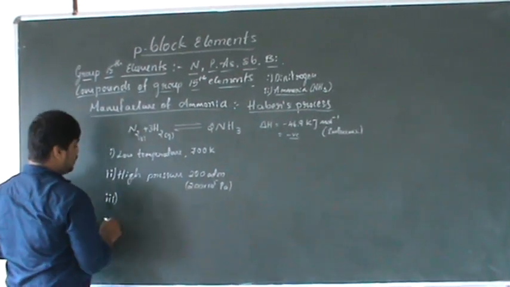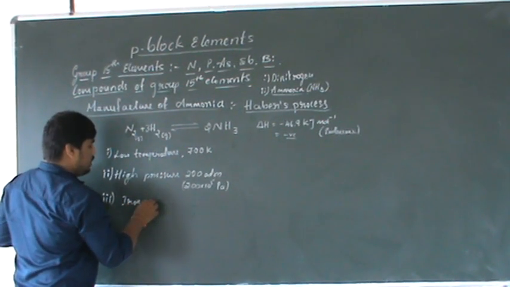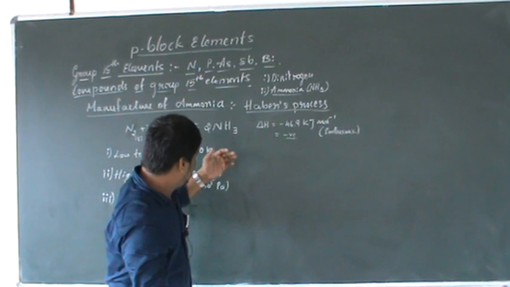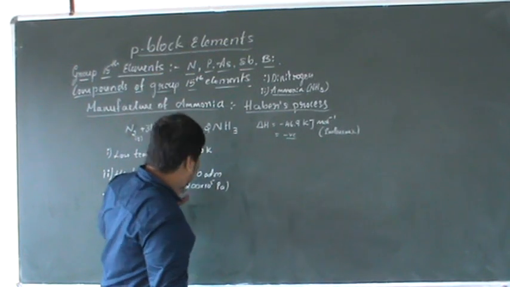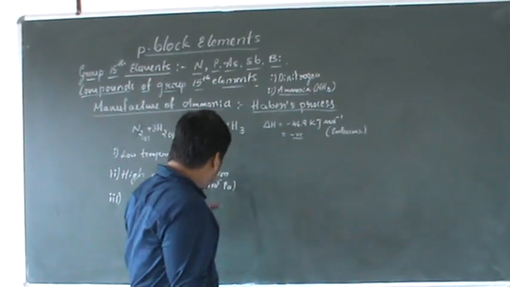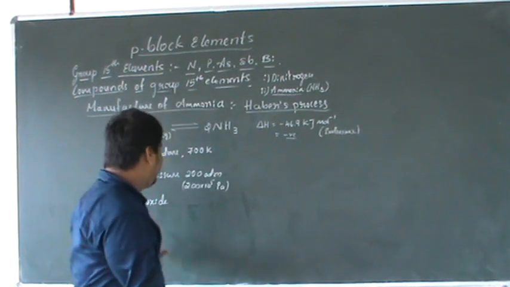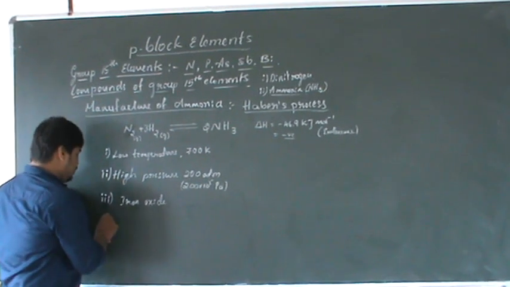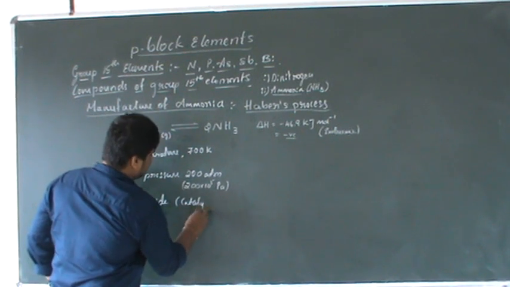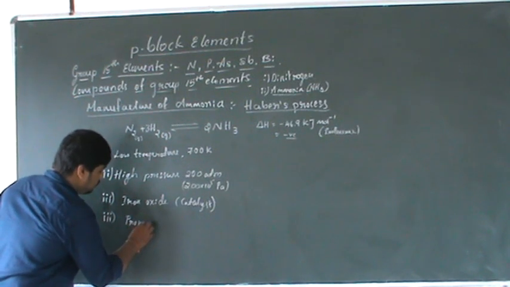Next, the catalyst. What catalyst is required to increase the production of ammonia? Iron oxide. Before the knowledge of iron oxide as a good catalyst, molybdenum oxide was used as a catalyst. Nowadays, iron oxide is used as the catalyst.